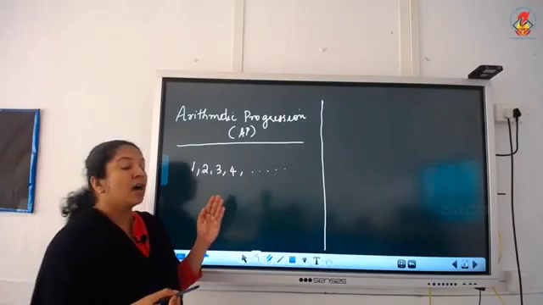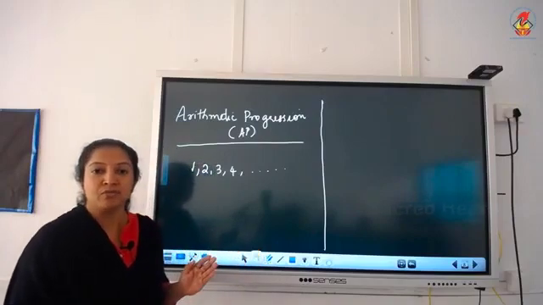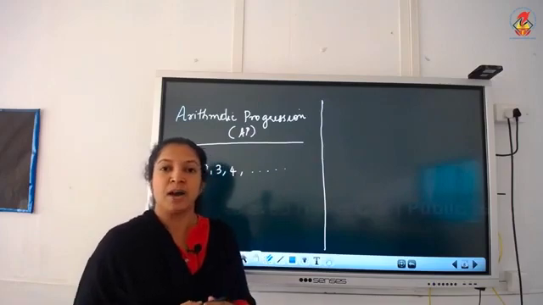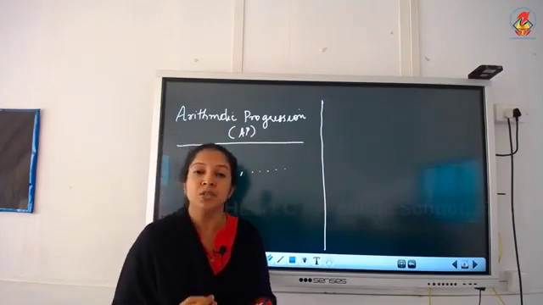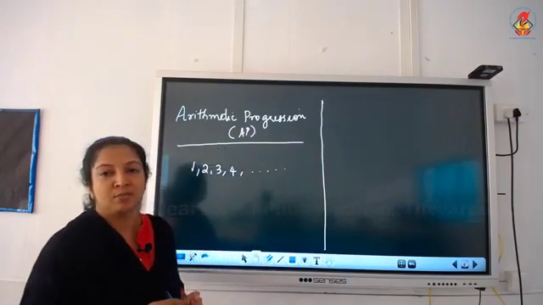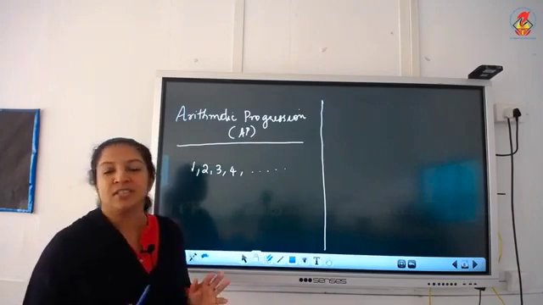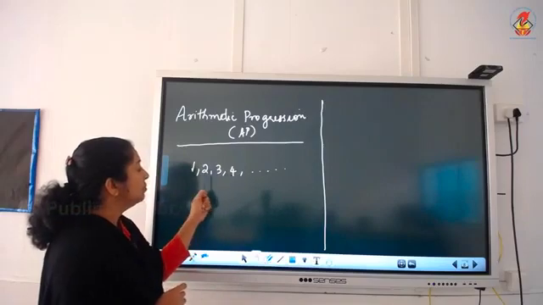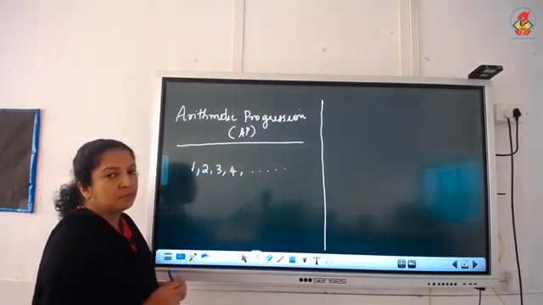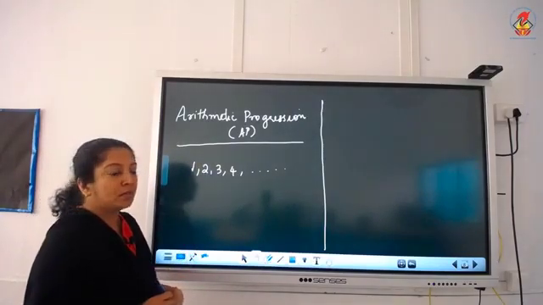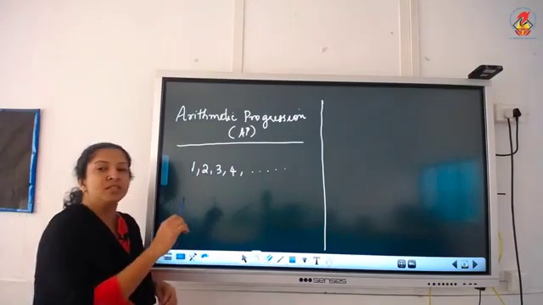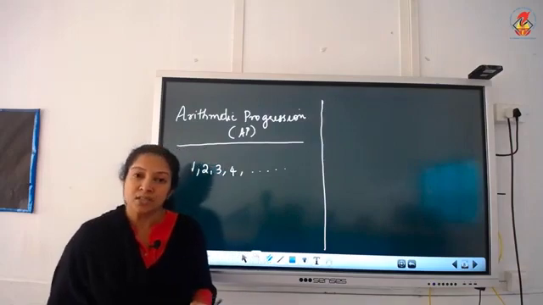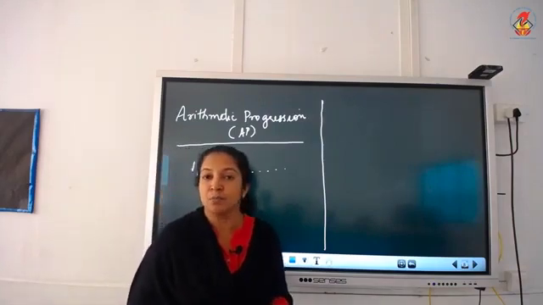That means arithmetic progression is a list of numbers in which each term is obtained by adding a particular number to the previous number except the first number. In this series, each number is obtained by adding 1 to the previous number except the first number. The first number should be given. So, this kind of list of numbers is called an arithmetic progression.